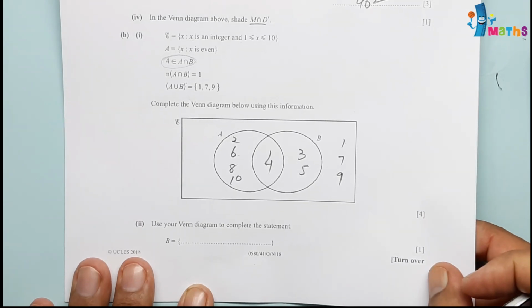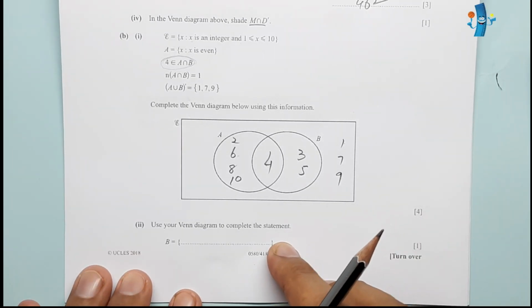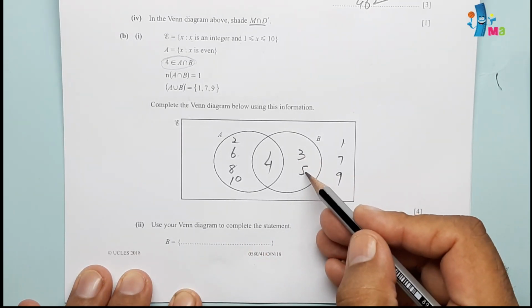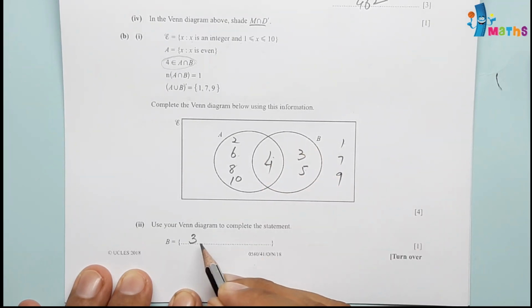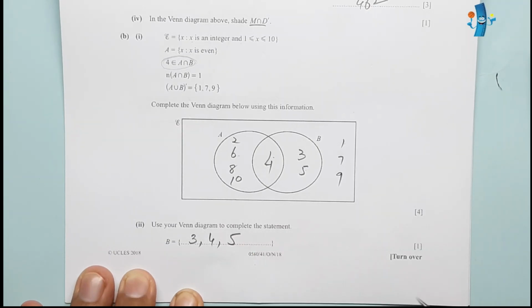Then use your Venn diagram to complete the statement. B will be what? B will be 3, 4 and 5. This is in B. So we'll write 3, 4 and 5.